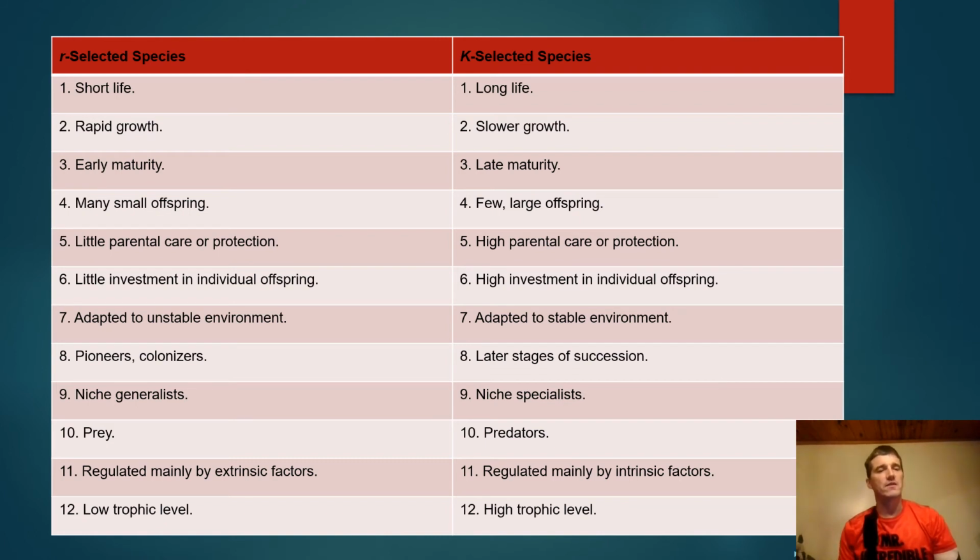Typically, those R-selected species are lower on the food chain as well. We would call that a trophic level. These food chains and food webs, the closer you are to the producers, that would be a lower trophic level, versus a high trophic level is moving higher and higher up that food chain.